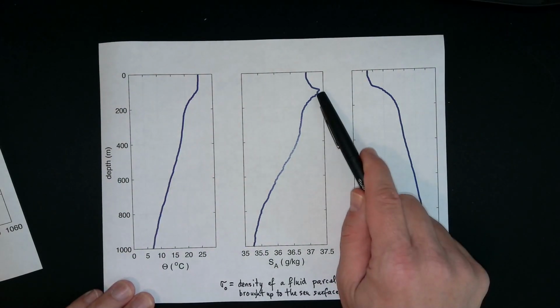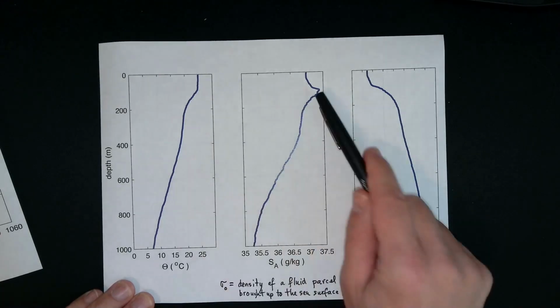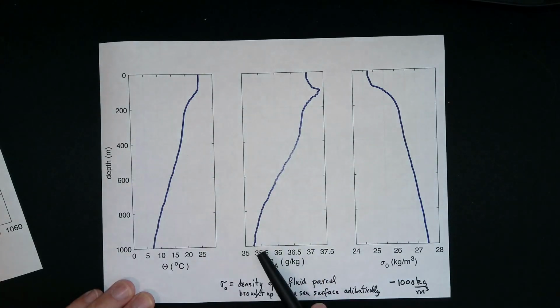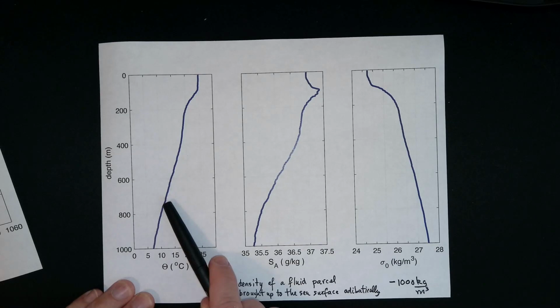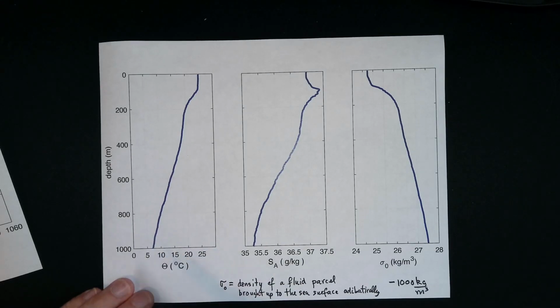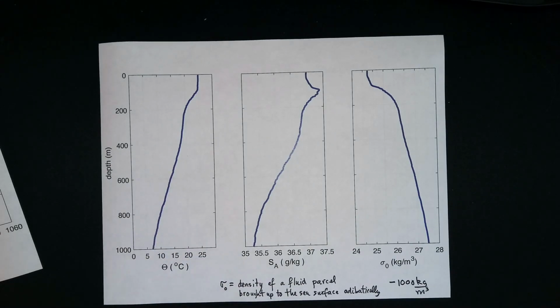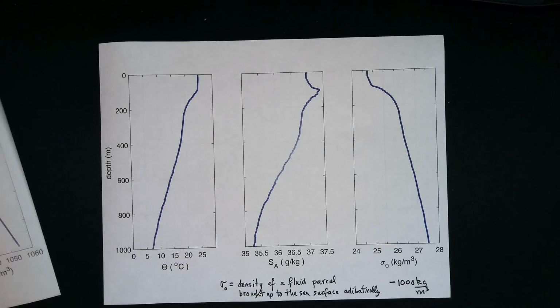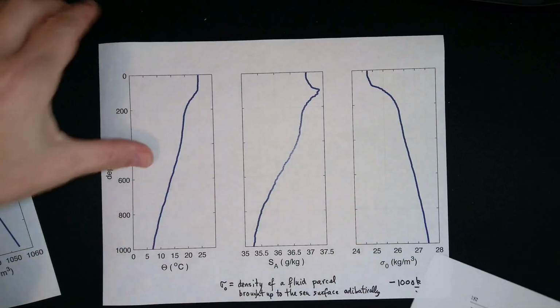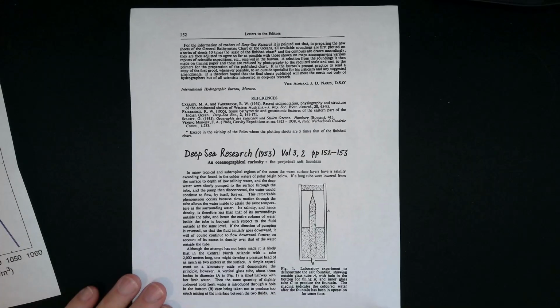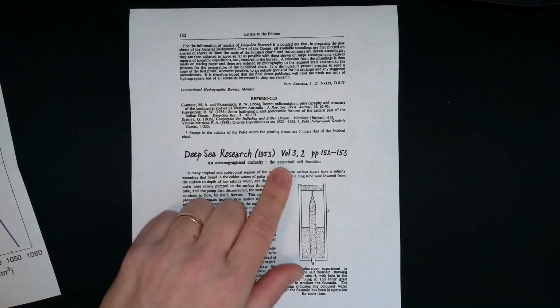The salinity, on the other hand, just like the temperature, decreases with depth. However, the density will tend to decrease with decreasing salinity, whereas the density increases with decreasing temperature. And this led Stommel to point out this interesting curiosity, called an oceanographic curiosity, or the perpetual salt fountain.